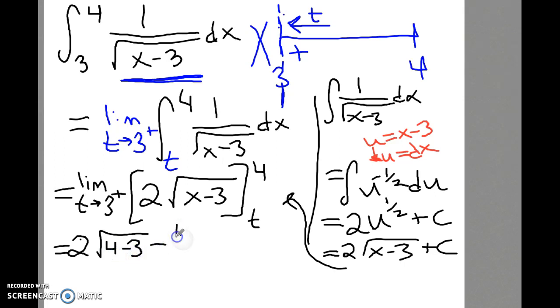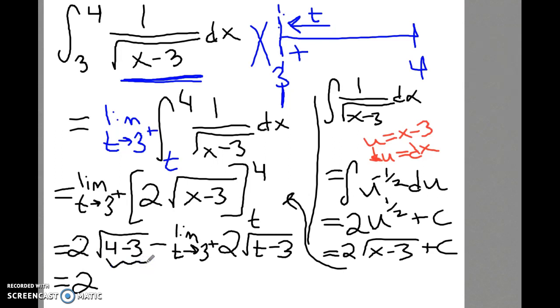Minus, okay, now we're going to substitute t, so that's where the limit will matter. So I'll write the limit here: limit as t approaches 3 from the right of 2 times the square root of t minus 3. So this is 2 times, the 4 minus 3 is 1, the square root of 1 is 1. Here, 3 is in the domain of this function, so we can just substitute 3, and we have the square root of 0, which is 0, so 2 times 0 here. And overall, this is just equal to 2.